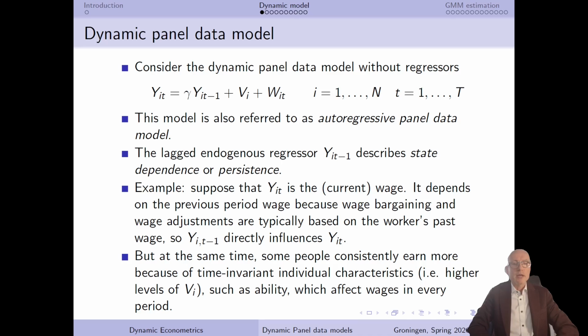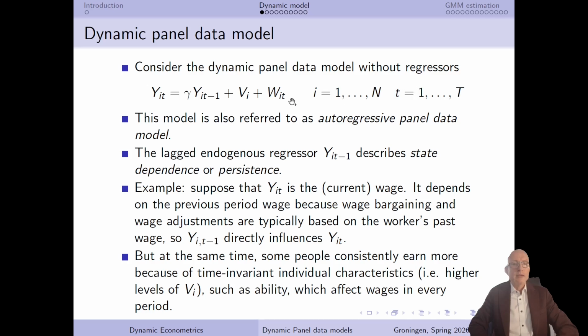I'm going to consider here the dynamic panel data model without any regressors in order to not make it more difficult than strictly necessary. That means that we have at the left hand side y_it, and at the right hand side we now have gamma y_i,t-1 plus v_i plus w_it, where i again is going to run from 1 till capital N and t is going to run from 1 till capital T.